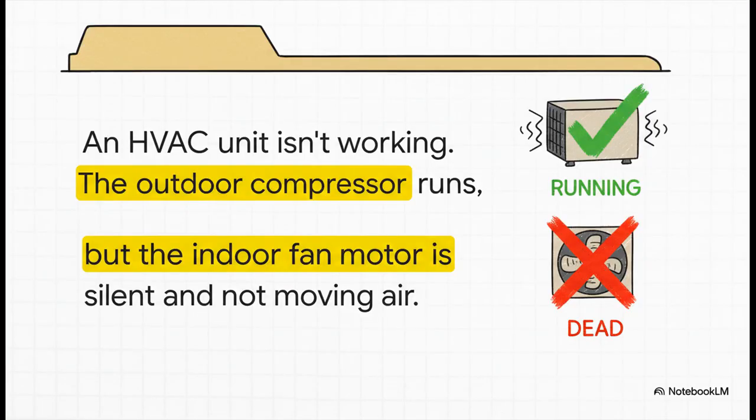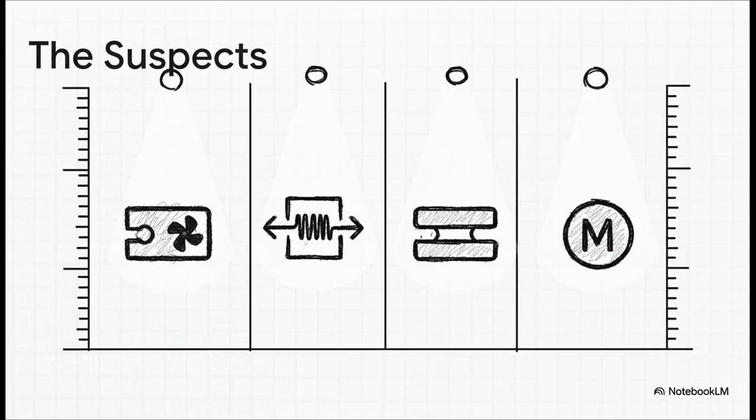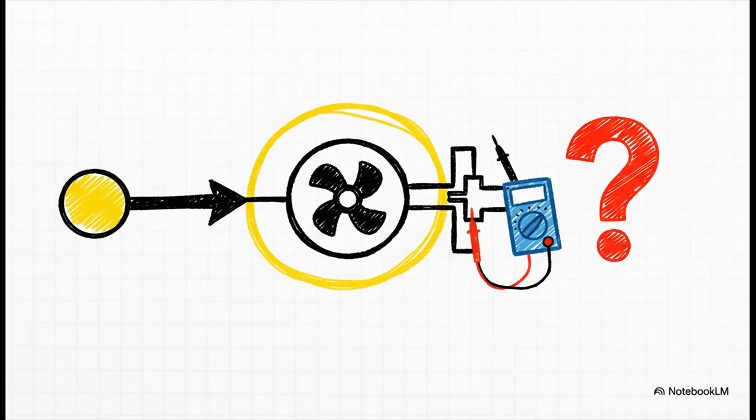Here's our case file. A customer's HVAC unit is on the fritz. The big compressor unit outside is running, so we know the system has power. But inside, the fan that's supposed to be blowing the cold air is completely dead. So we pull up our schematic and we can immediately line up the usual suspects. If we trace the path of electricity to that fan motor, we see there are a few things that could be stopping it. Maybe the switch in the thermostat, maybe something called a relay, maybe a capacitor, or, of course, the motor itself could be bad. Time to start hopscotching.